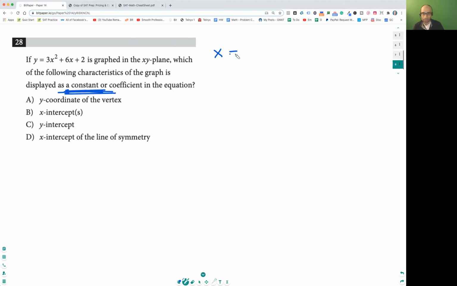So when x is equal to 0, what do you think y is? That's the hint for you. Y is equal to how much when x is equal to 0? When x is equal to 0, all of these vanish, right? It just goes away. So y is equal to 2.